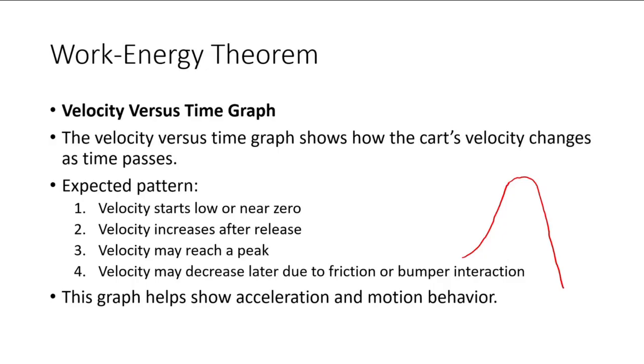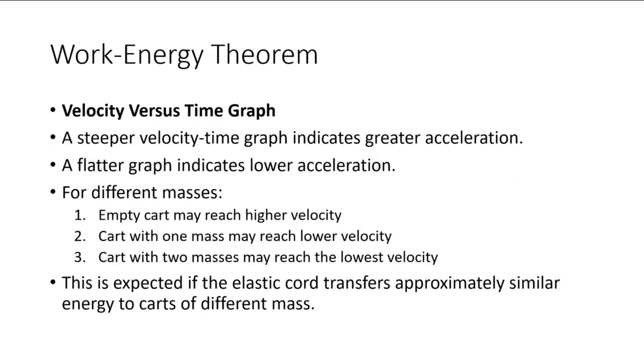If the graph rises steeply, that means the slope is very high and the cart is accelerating strongly. If it rises slowly, the acceleration is weaker. That's the general interpretation of your velocity versus time graph. A steeper velocity-time graph indicates greater acceleration, and a flatter velocity-time graph indicates lower acceleration. I don't know what happened to your graphs. Some of you get a triangular peak and some of you obtain a smooth parabolic peak.